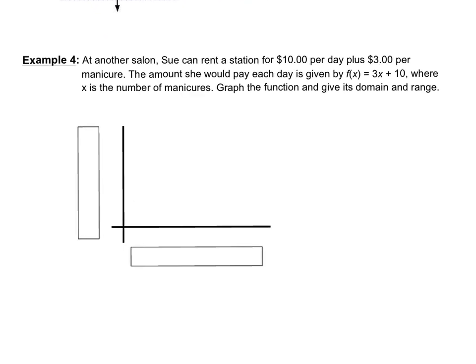Example 4, at another salon, Sue can rent a station for $10 per day plus $3 per manicure. The amount you pay each day is given by this function, f of x is equal to 3x plus 10, where x is the number of manicures. Graph the function and give its domain and range. Okay, so the total cost depends on the number of manicures.